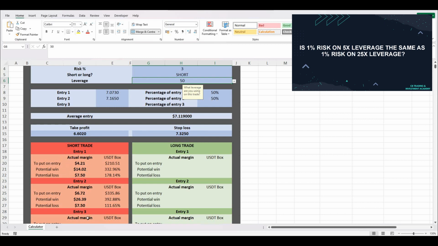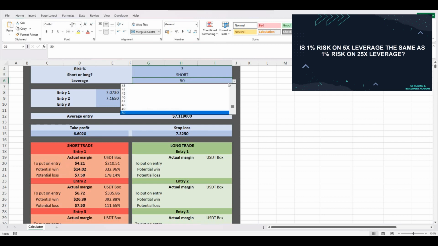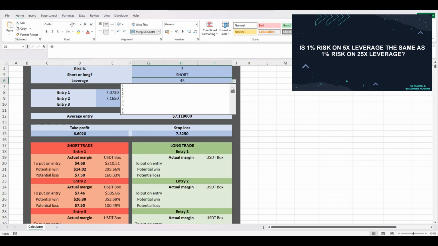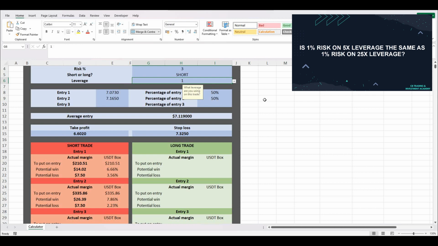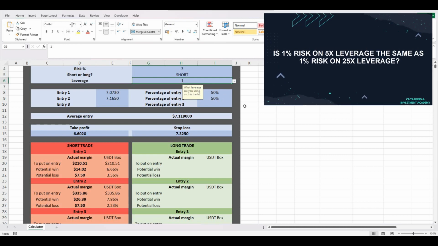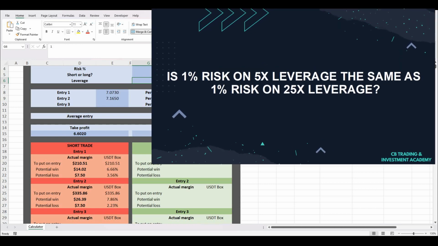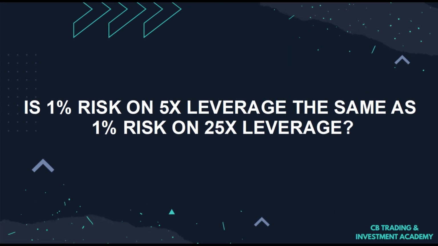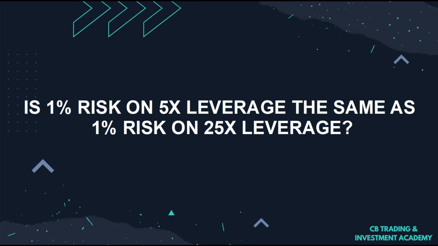But the win and the loss just stays the same. So the only reason to use high leverage, that's what people don't always understand, there is no need for high leverage unless you're trading a coin that hasn't much percentage moves like Bitcoin.